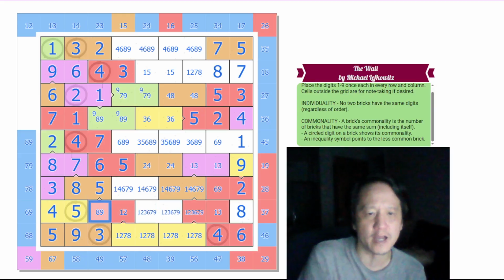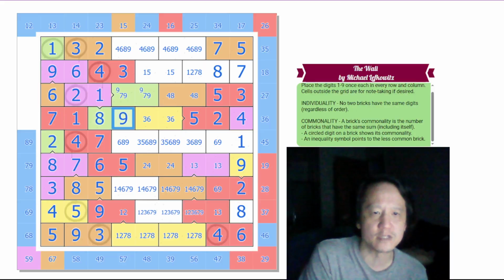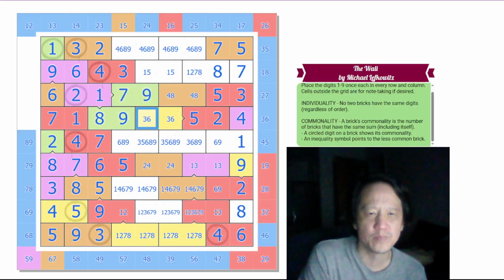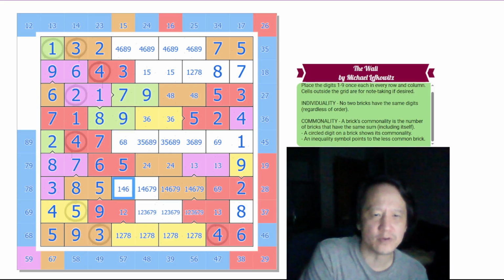This is 9. Which makes this 8. Which makes that 9. Which makes that 7, 9. This can't be 9. And this can't be 7 or 9. This can't be 7. This can't be 9.